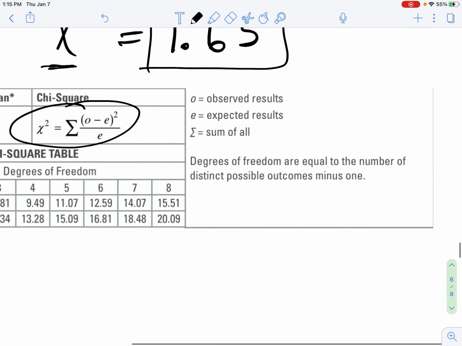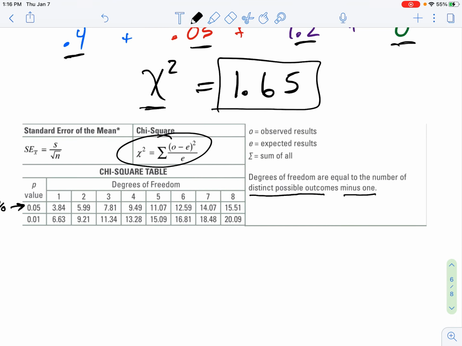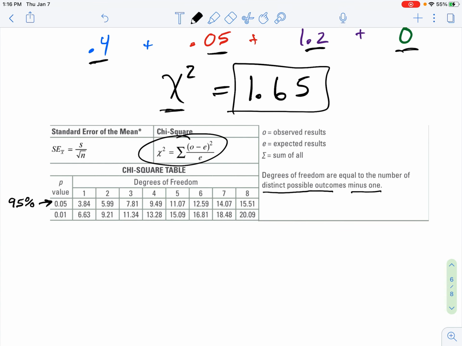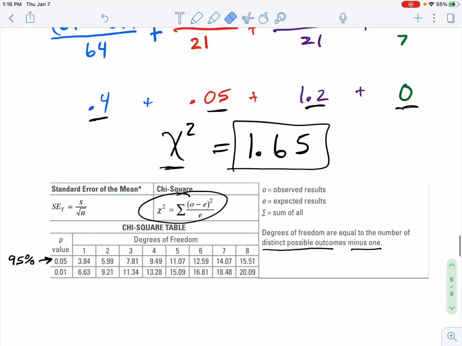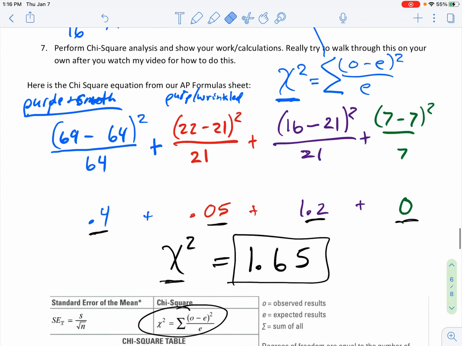So the degrees of freedom, we have to figure out which column. It says here degrees of freedom are equal to the number of distinct possible outcomes minus 1. So we have to know what the distinct possible outcomes were. If you're flipping a coin, there's either heads or tails, so it'd be 2 minus 1 equals 1. Well, we're not flipping a coin. We're looking at an ear of corn where there were 4 distinct kernel possibilities. They're either purple and smooth, purple wrinkled, yellow and smooth, or yellow and wrinkled.